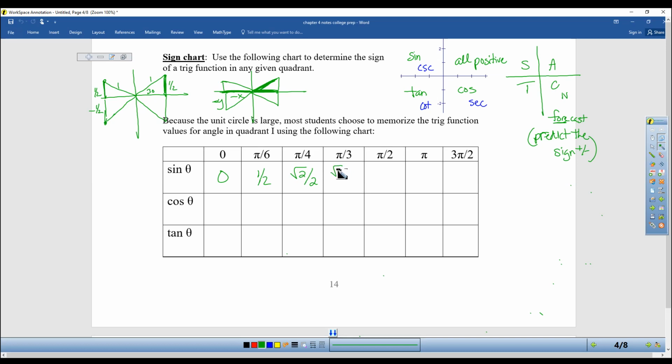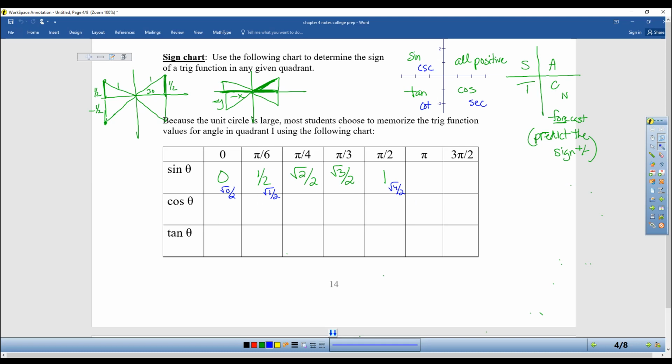Sine of pi 3rds is the square root of 3 over 2. Sine of pi halves is 1. And just to show you how cool this is, you don't write this, but just look for a second. This is actually the square root of 0 over 2, the square root of 1 over 2, the square root of 2 over 2, the square root of 3 over 2, and the square root of 4 over 2. And the other ones just simplify.